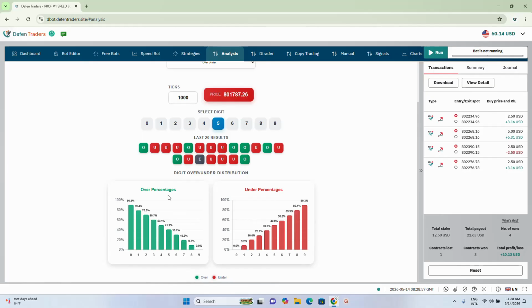Remember, the rule is quite simple. It is better to wait for another entry than to wait for a recovery. Okay, and you can see the payouts. I'm risking 2.5 USD, then I'm getting 3.16. It's a very good market that you can always try and perfect.